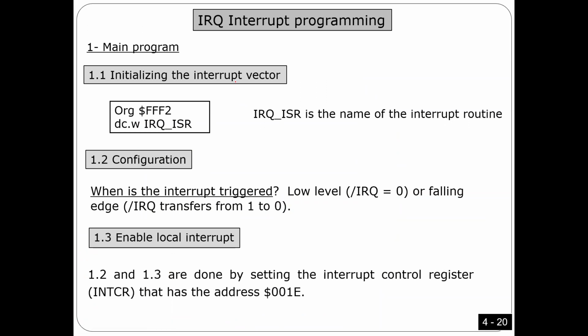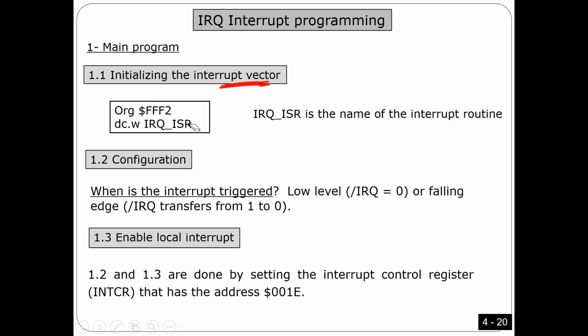Okay, so number one, you have to initialize the interrupt vector. As I said before, the ISR is a subroutine, and you can put it anywhere in the memory. However, I have to tell where it is. So I have to store the beginning address of the subroutine in a fixed, predefined location.